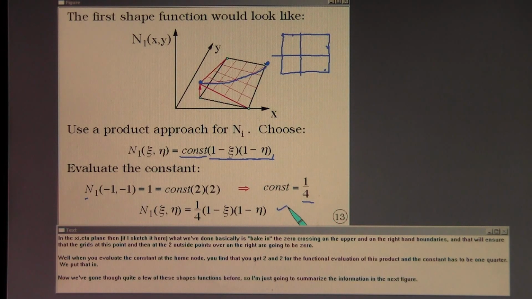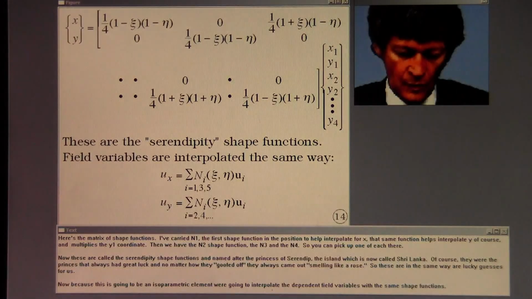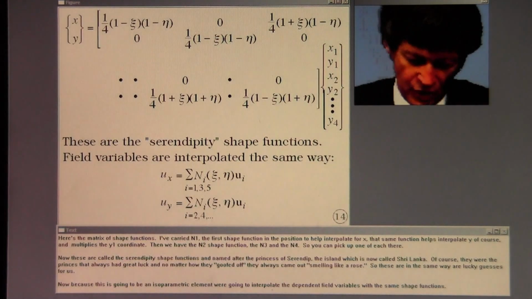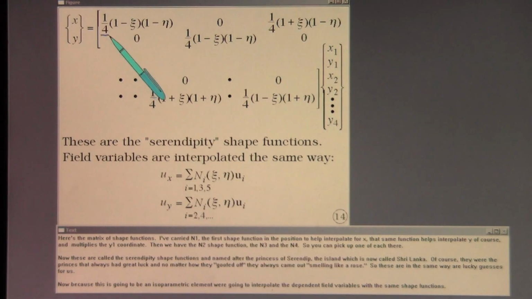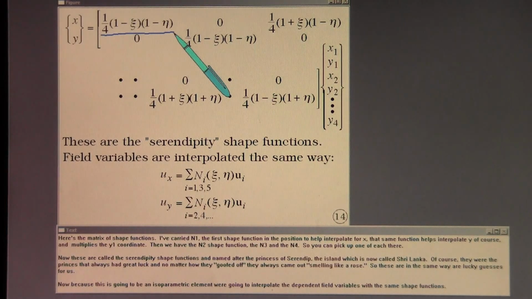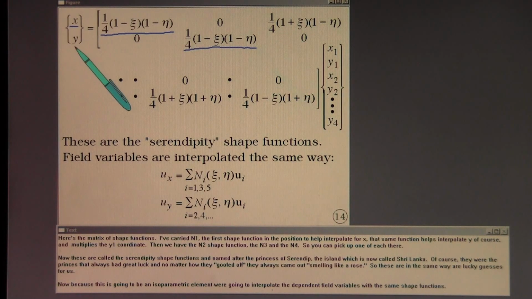We put that in. Now we've gone through quite a few of these shape functions before, so I'm just going to summarize the information in the next figure. Here's the matrix of shape functions. I've carried n1, the first shape function, in the position to help interpolate for x. That same function helps interpolate y, of course, and multiplies the y1 coordinate. Then we have the n2 shape function, the n3, and the n4. So you can pick up one of each there.